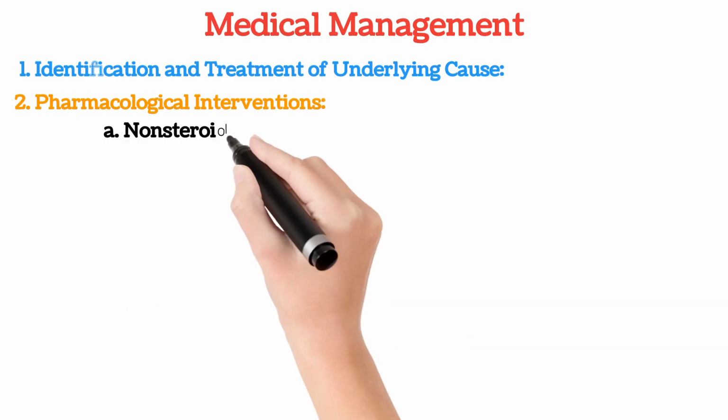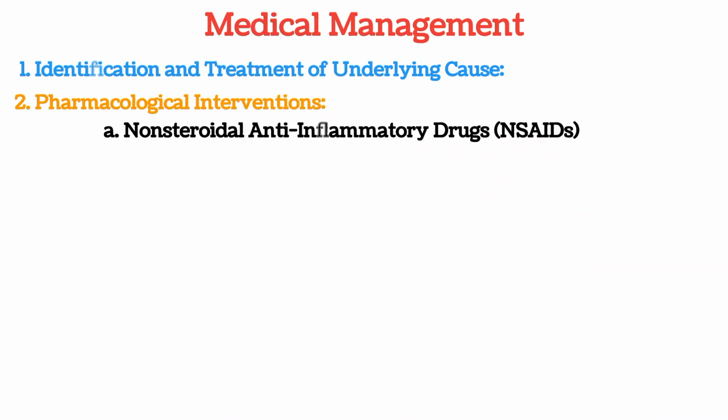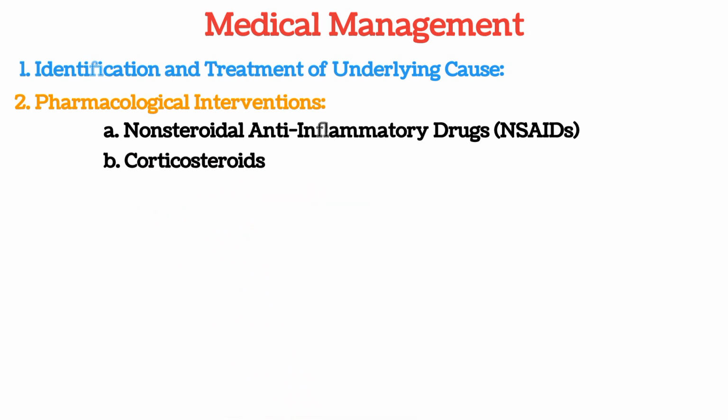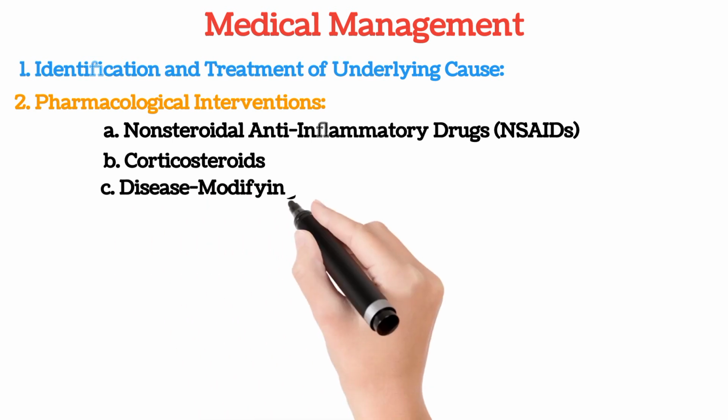2. Pharmacological interventions. A. Nonsteroidal anti-inflammatory drugs, NSAIDs. Reduce pain, inflammation, and fever by inhibiting prostaglandin synthesis. Examples include ibuprofen and naproxen. B. Corticosteroids. Powerful anti-inflammatory medications that suppress immune responses. Used for various inflammatory conditions but with potential side effects, especially with prolonged use.